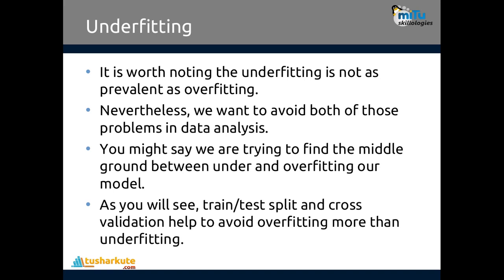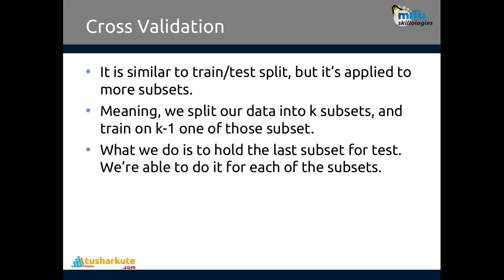But we train our algorithm by a single set of training data only. Now rather than doing it, we can have multiple sets of training data so that validation of the data can be done correctly. That's what the cross validation technique will do for us. It's similar to train test split, but it's applied to more than one set, that is subsets. Meaning we split our data into k subsets and train on k minus 1 of those subsets. We hold the last subset for the test, and we are able to do this for each of the subsets. So rather than creating only two parts, training and testing, we create k number of subsets.